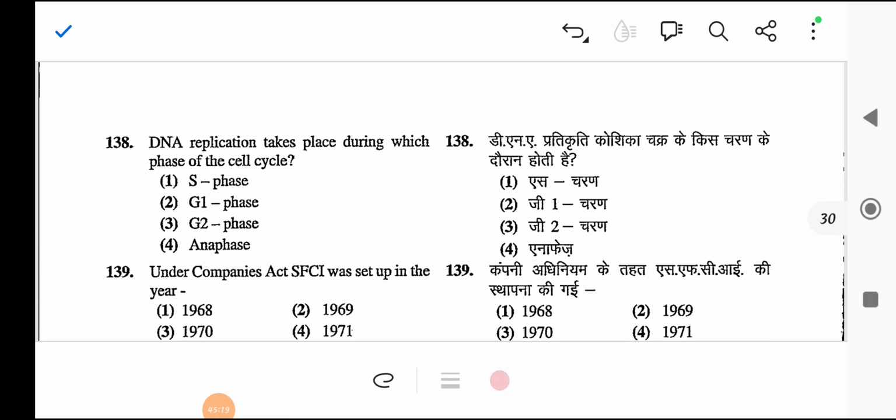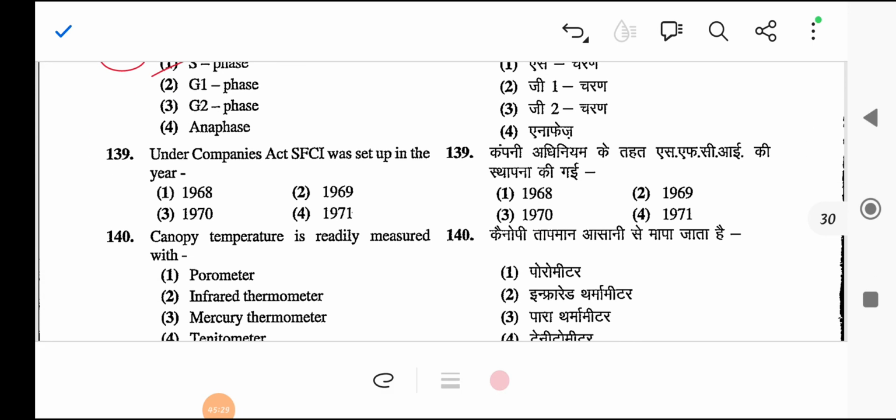Next is DNA replication takes place during which phase of the cell cycle? Very important question for the examiner. It is S phase. Next is under Companies Act, SFCI was set up in the year 1969. Next is canopy temperature is readily measured with. Canopy temperature is measured with infrared thermometer.